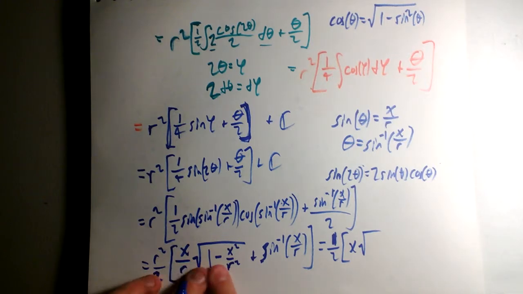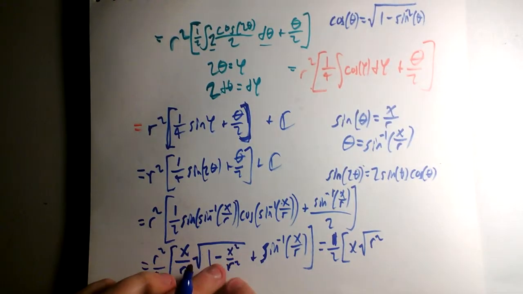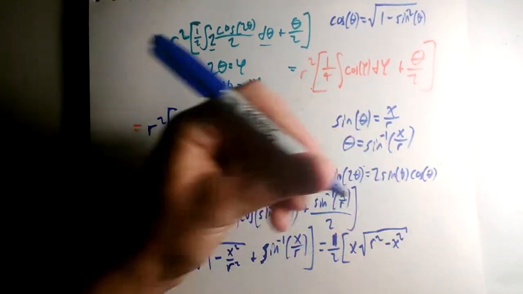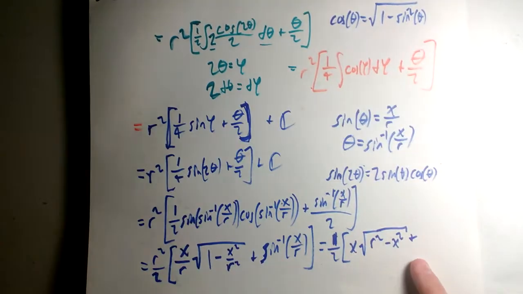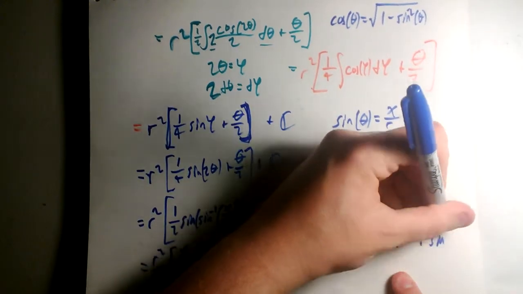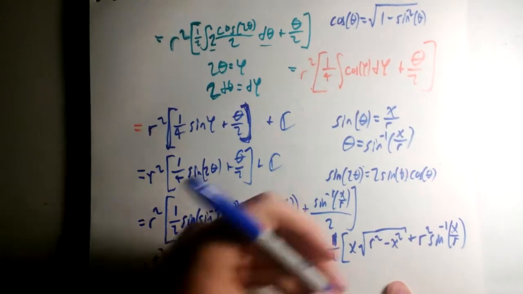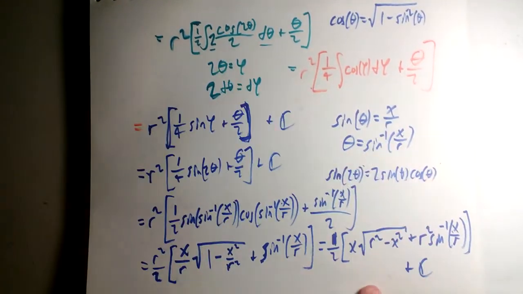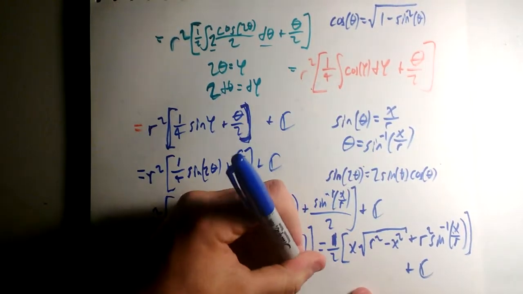You can bring in that r into the square root, giving you an r squared here. And r squared times x squared divided by r squared is just x squared. That looks a lot nicer. And then this guy times r squared is literally that guy times r squared. So r squared sine inverse x divided by r. All right, and there you have it. Oh, plus c. I forgot all those steps where you have that plus c.